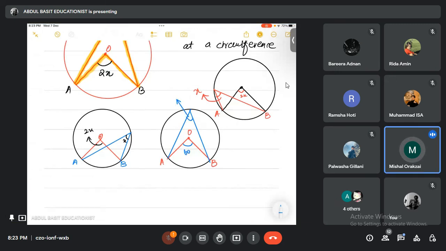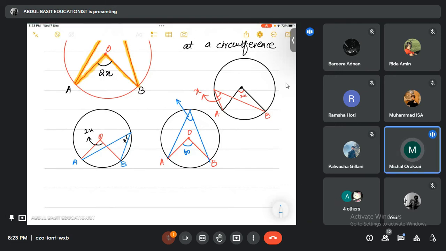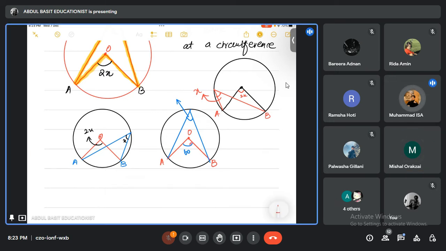Sir, that would also be 60, because it is touching the boundary of the circle. No, beta, the angle at the circumference would be 30. It would be half. So 60 divided by 2 is 30 degrees.